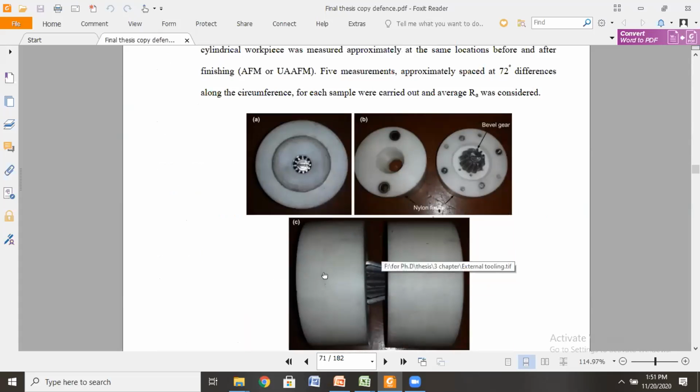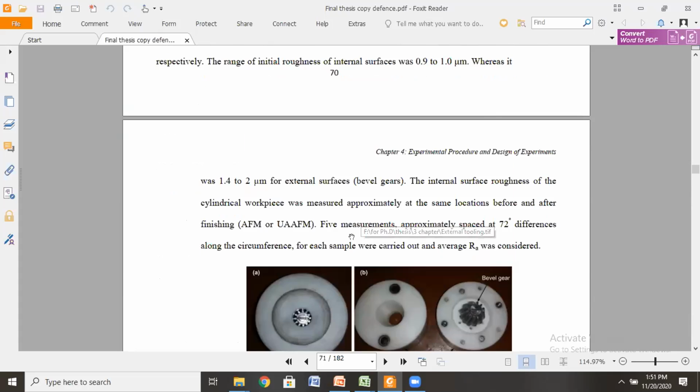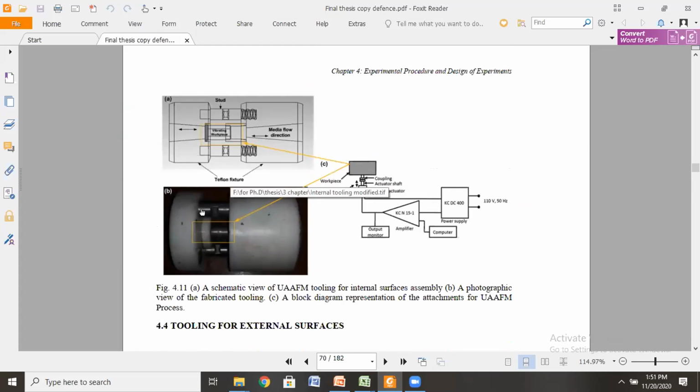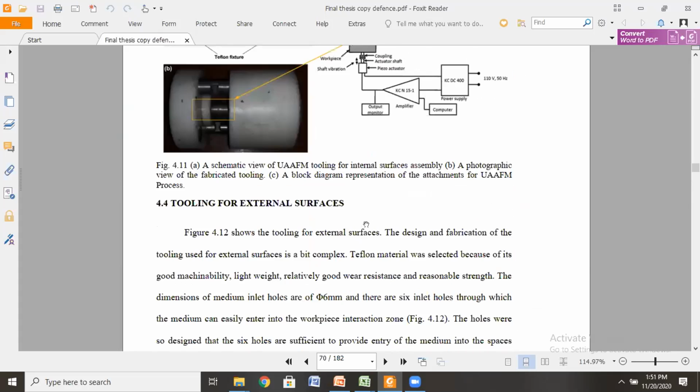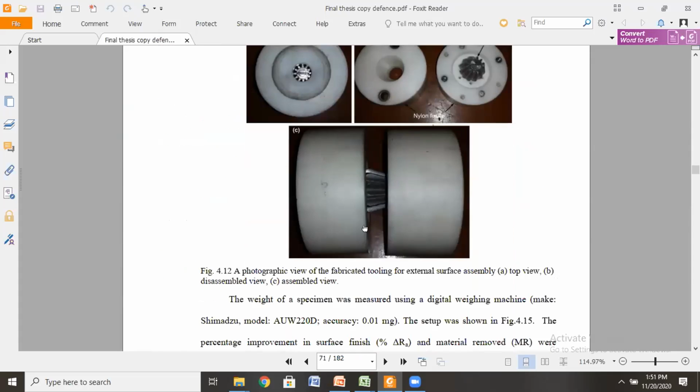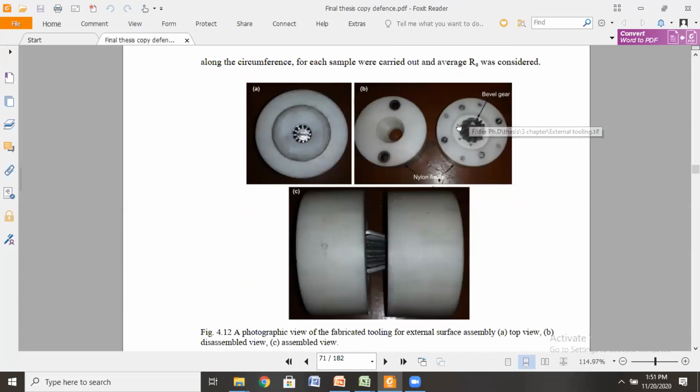I also developed another fixture, for external surfaces. For example, this one is for the cylindrical bush for finishing internal geometry, whereas for this external workpiece, our bevel gear acts as an external surface.